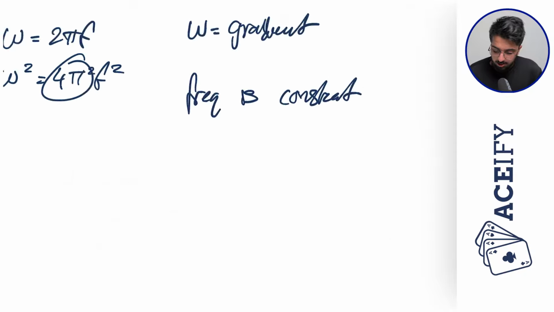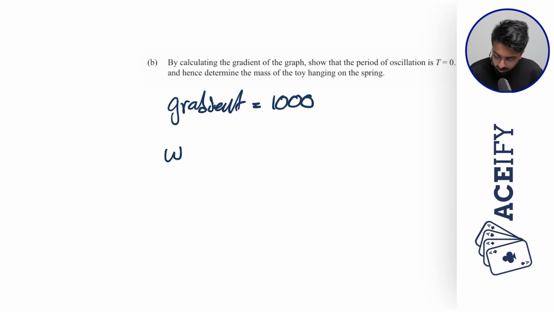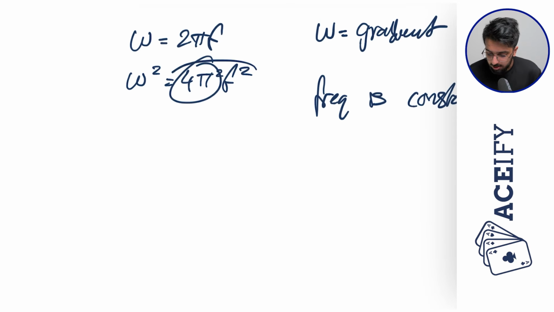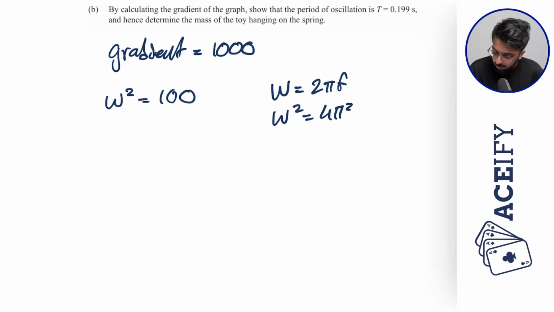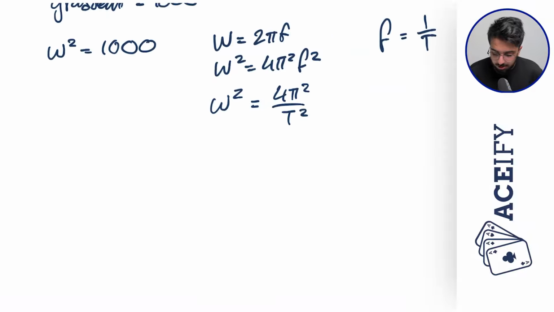And we established up here that our gradient was omega squared, so therefore omega squared is equal to 1000. And again, we established up here that omega squared is 4 times pi squared times f squared. And so obviously omega is equal to 2 pi f, omega squared is 4 pi squared f squared, and we also know that our frequency is 1 over T, and so therefore our omega squared is also 4 pi squared all over T squared, okay? And this is again 1000, sorry, not 100.